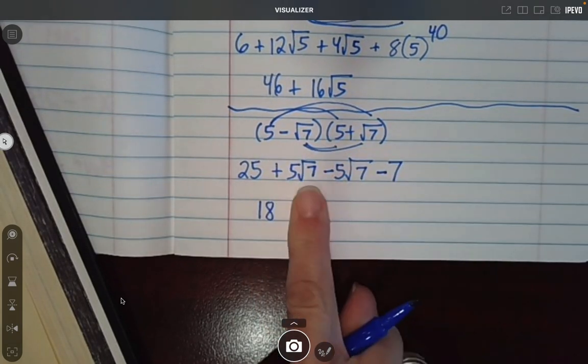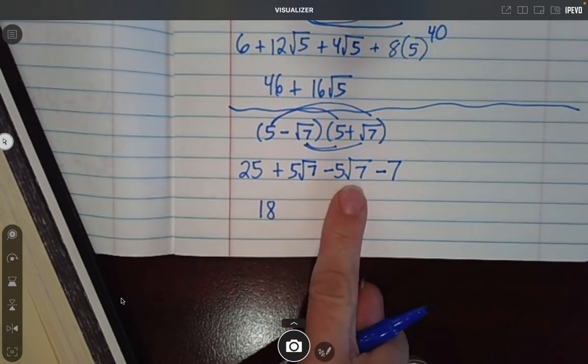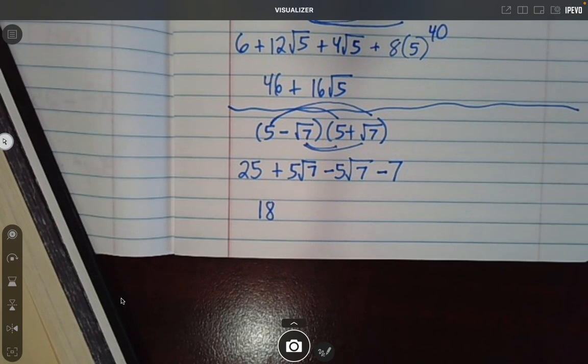18. And then what happens to 5 square root of 7 minus 5 square root of 7? It canceled out. So notice when you use the conjugate, what happens to all the square roots? They go away. That's going to be important because in a little bit, can you have a square root in the denominator? We learned that the other day, right? Can't have a square root in the denominator. So on those, they cancel out. So your answer is 18.